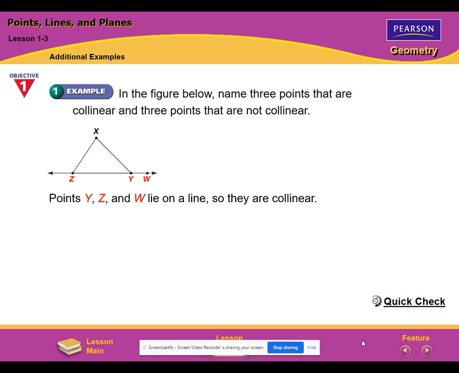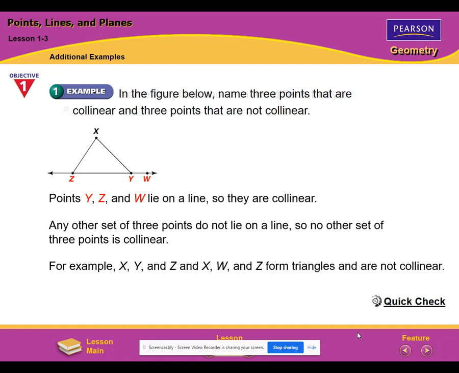A common misuse of the word collinear is to say the line is collinear. Well, stop and think about that. The line is collinear? Collinear means they lie on the same line. Isn't that an obvious statement? The line is collinear. That really doesn't make sense. It's points that we want to speak of when we're using the word collinear.